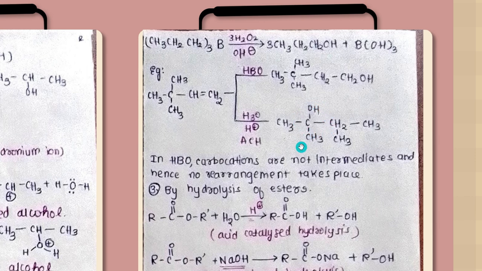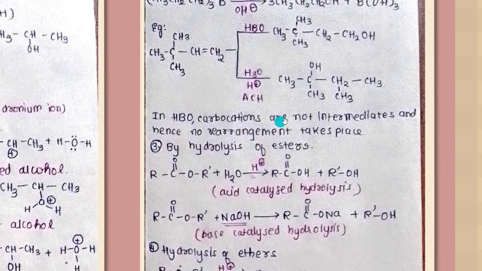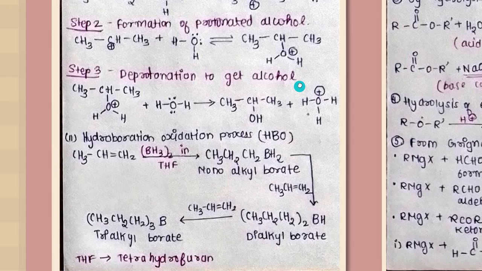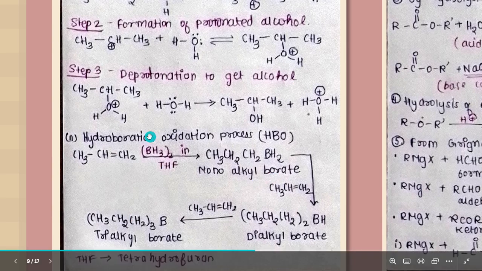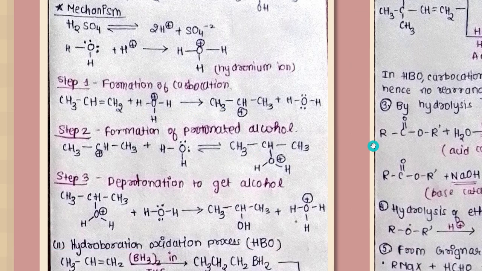Always, the stability of alcohols is such that tertiary is very much more stable than secondary, which is again more stable than primary, right? Most stable is tertiary. So here I can make a tertiary alcohol in acid catalyzed hydration. Now coming to hydroboration oxidation, carbocations are not intermediates, right? In the hydroboration oxidation process, as you can see, we don't have any carbocation formation, while in acid catalyzed hydration, we have a carbocation formation, right?